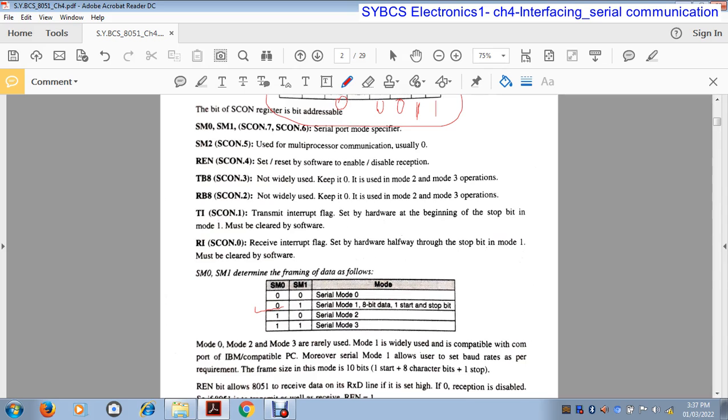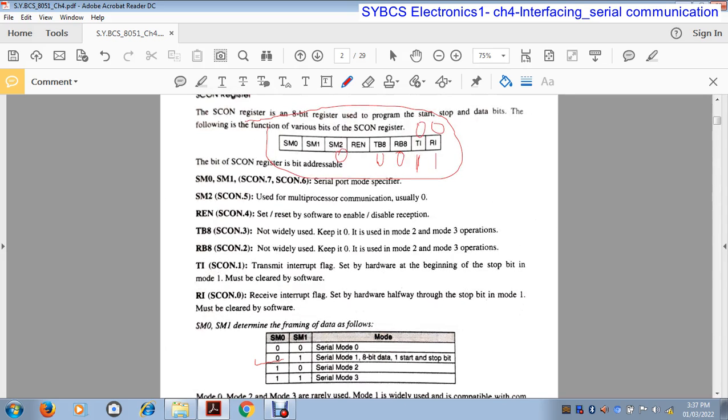Then SM0 and SM1 is 0 1. Okay, and REN is set, that means it becomes 1. So the number is 5.